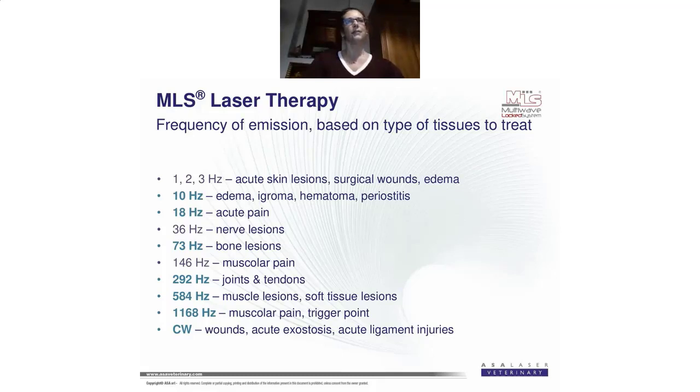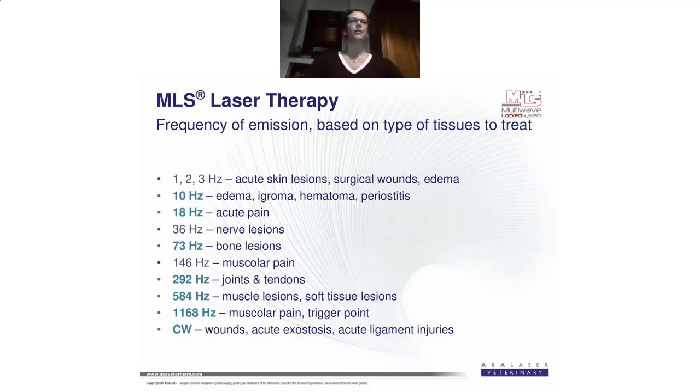1168 is a frequency that I use when the pain is very focused on a point, and if there is no response to the 18 hertz for acute pain, so I have the opportunity to use another frequency, which is typical also for the trigger points. And continuous wave is when we need to give a big amount of energy.